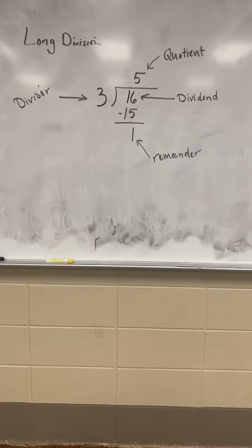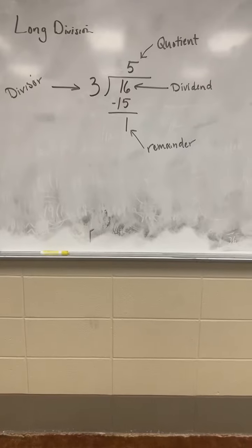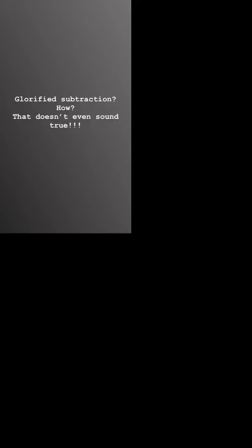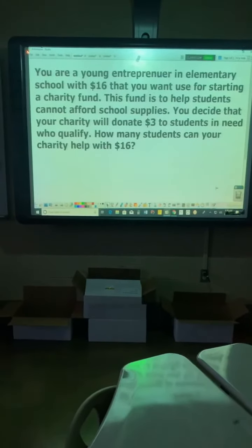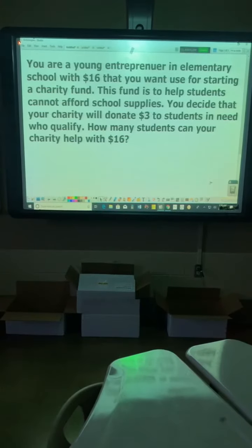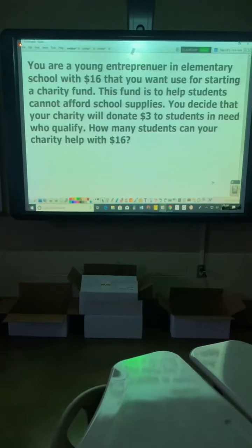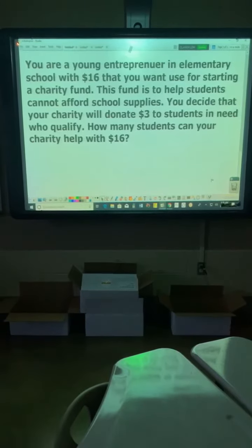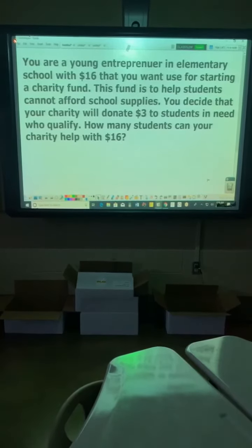All right, so I'm going to go into one explanation where I talk about glorified subtraction, and then we're going to look at the process of long division. I'm going to put this in the context of a story now. You are a young entrepreneur in elementary school with $16 that you want to use for starting a charity fund. This fund is to help students who cannot afford school supplies. You decide that your charity will donate $3 to students in need who qualify. How many students can your charity help with the $16?